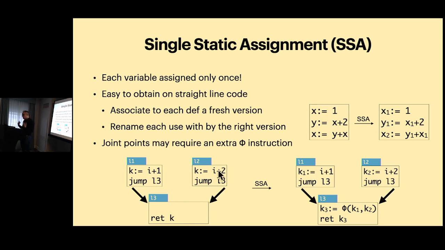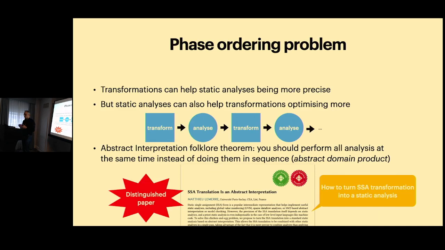That's why you will need an extra instruction for SSA form, which is the famous or infamous phi operator that you will put at the beginning of the junction point, and it has a very specific semantics. It means if you reach block L3 coming from block L1, then assign k1 to k3. Otherwise, assign k2 to k3. Okay, so it's a very specific operator, but with this form we can do a lot of interesting optimization and static analysis very efficiently.